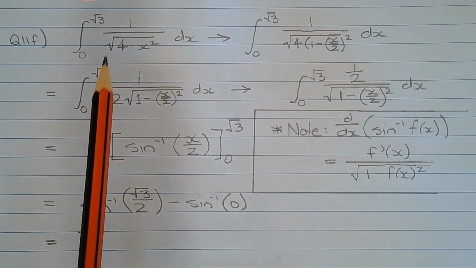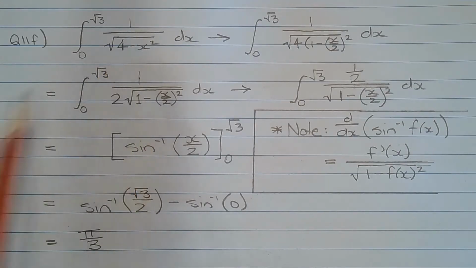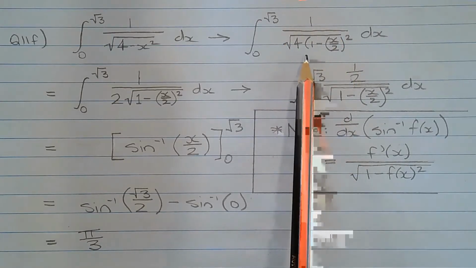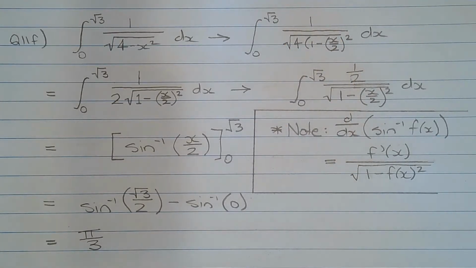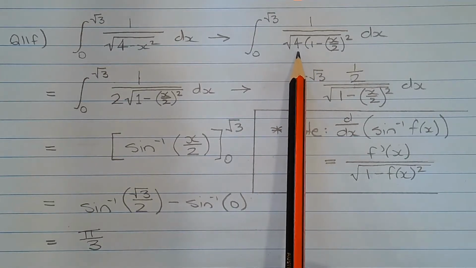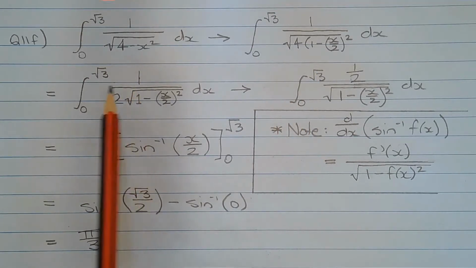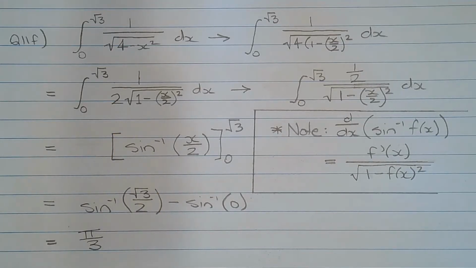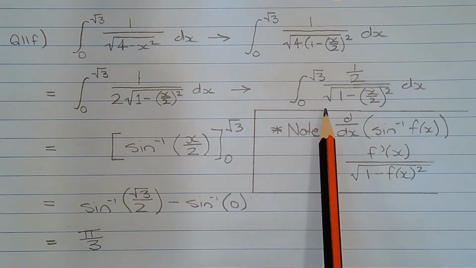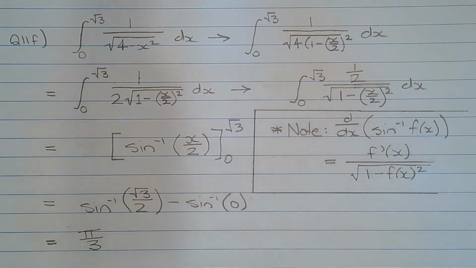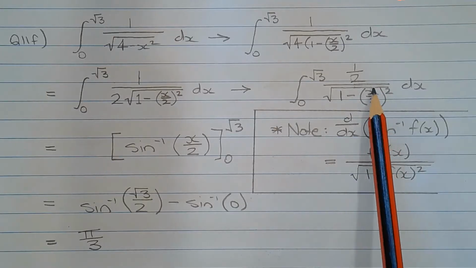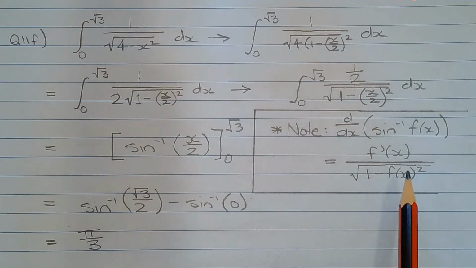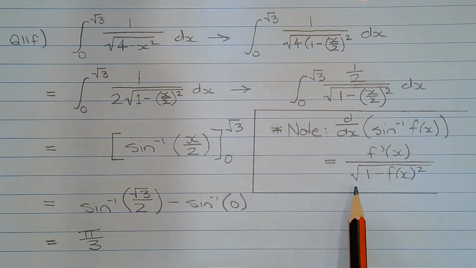In order to do that, we'll factorize 4 out of the expression 4 minus x squared, and the integrand will look like 1 over the square root of 4 outside of 1 minus x over 2 all squared. Taking the 4 outside of the surd, we get 1 over 2 multiplied by the square root of 1 minus x over 2 all squared. And that's equal to half over the square root of 1 minus x over 2 all squared. Now the derivative of x over 2 with respect to x is equal to half, and that's in the numerator. So the integrand is now in the form f dash of x over the square root of 1 minus f of x all squared.